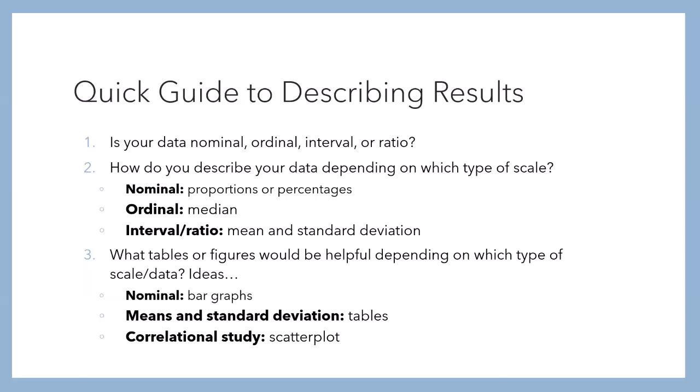And then you can ask what tables or figures would be helpful depending on what type of scale data. So ideas here that I've already touched on a little bit in the tutorial. Nominal, consider a bar graph, especially if it's a nominal independent variable and an interval or ratio dependent variable. If you're reporting means and standard deviations, you could definitely do that in a table. And for a correlational study with independent and dependent variables that are at least ordinal, if not interval or ratio, consider a scatter plot because that could lend itself very well to that.